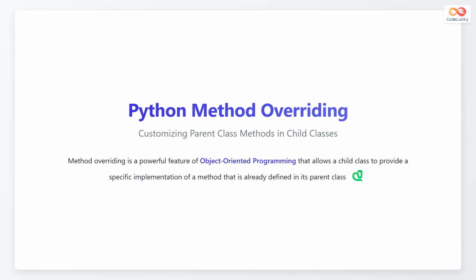Python method overriding. Customizing parent class methods in child classes. Method overriding is a powerful feature of object-oriented programming that allows a child class to provide a specific implementation of a method that is already defined in its parent class.